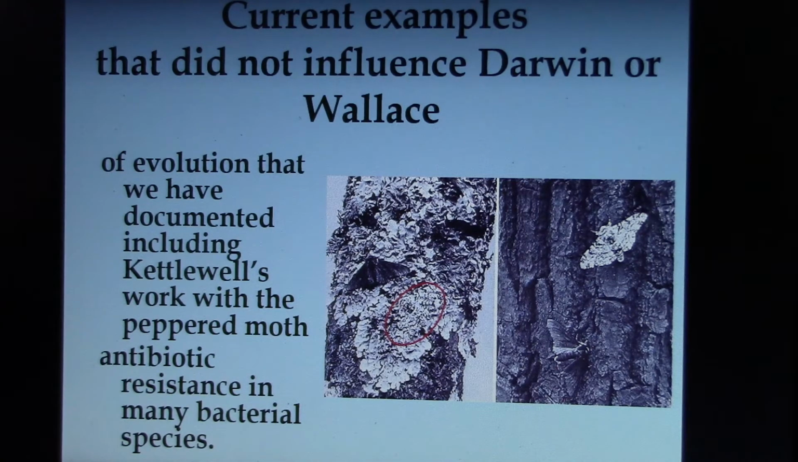And then there are examples that did not influence Darwin. They didn't influence Wallace because they're more recent. The peppered moths. I urge you to look up peppered moths and pre-industrial and post-industrial. And it's not a descent with modification as in there's a new species, but it is a change in allele frequencies in a population over time. So it's just really cool.